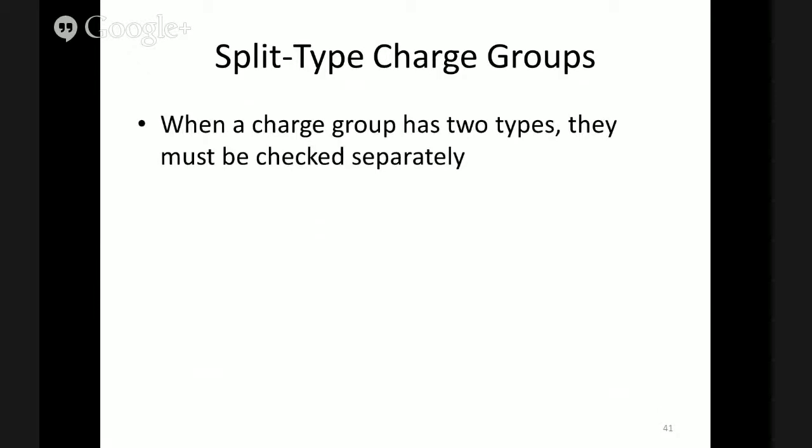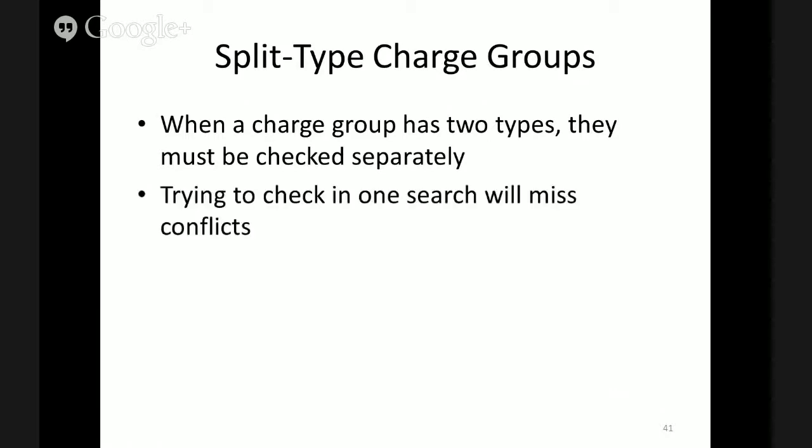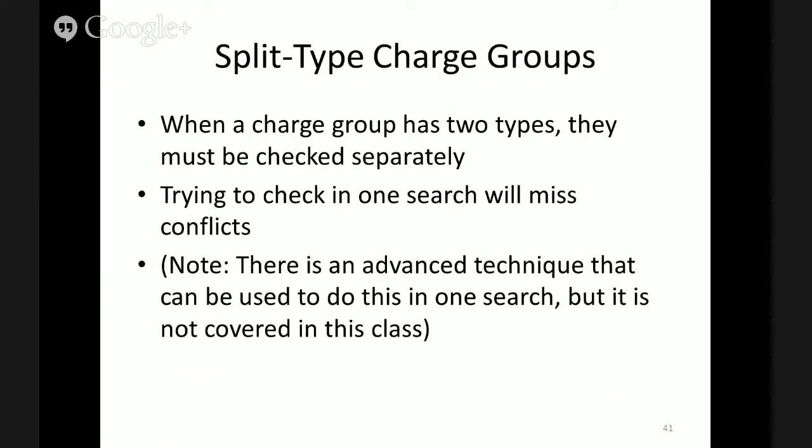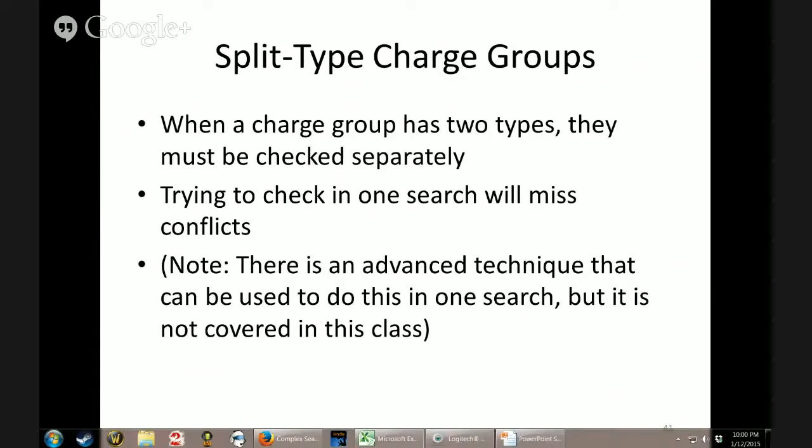The bane of all conflict checking, split type charge groups. When you have a charge group that has 2 different types in the same group, you have to check them separately. If you try to check it as one search, you will miss conflicts. Now, there is an advanced technique for doing it with one search. We're not going to cover it today. Frankly, I don't understand it myself. If you're really curious, get good at the basic stuff first, and then ask Istvan. He's the one that uses it, and as I said, I don't really fully understand it.